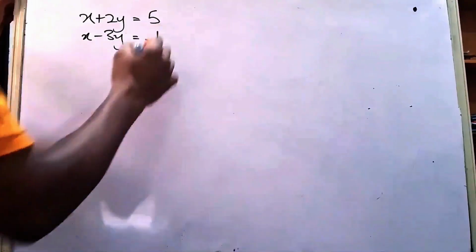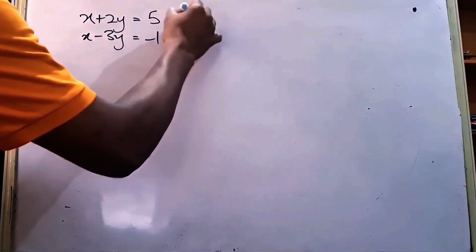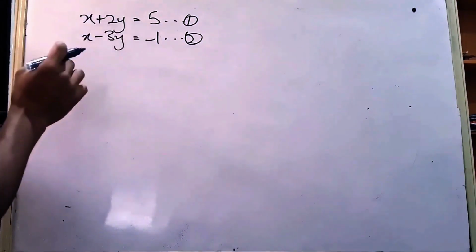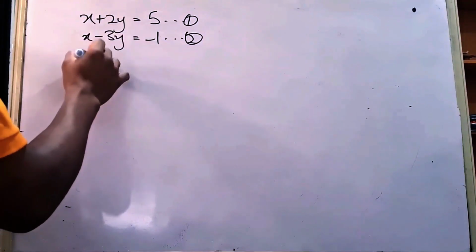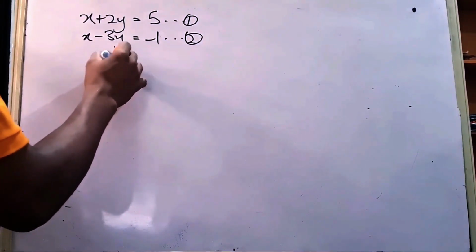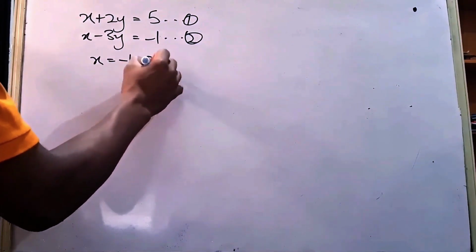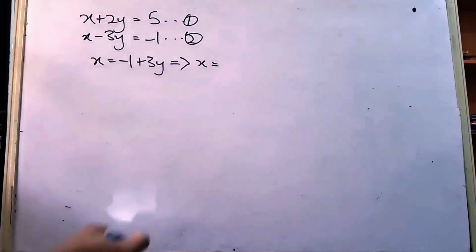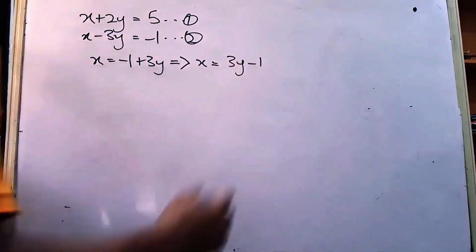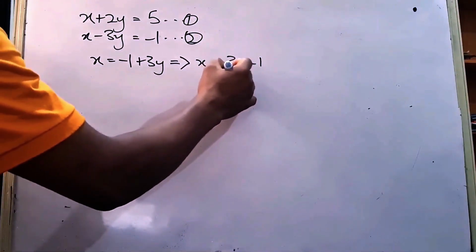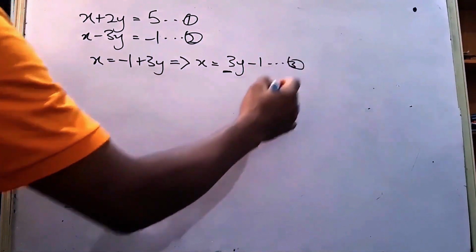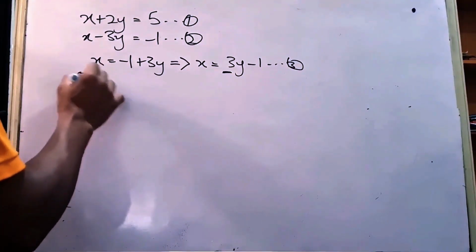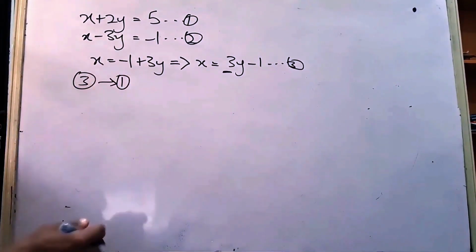Let's solve another example. Okay, in this one, I'll call this one 1, we'll call this one 2. In this case, I'll use equation 2. In equation 2, I'll make x subject of formula, so it means that x is equal to minus 1 plus 3y. To write it better, this implies that x is equal to 3y minus 1. I'll call this equation 3. We take this and substitute it into equation 1.